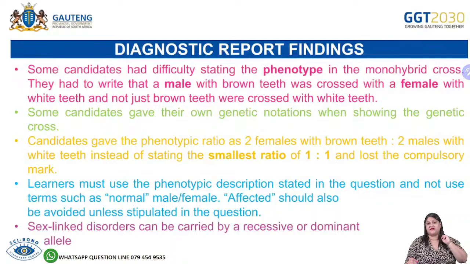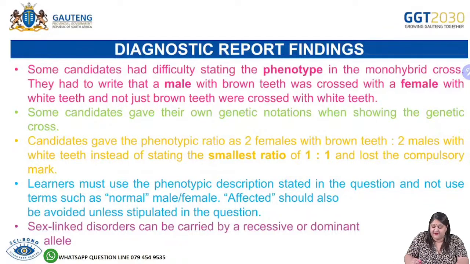Right, this is just the last thing that I'm going to quickly do, from the diagnostic report. What were the findings? What were the issues that learners had with this? And you can apply this to a lot of the mistakes that learners make with monohybrid crosses. Some candidates had difficulty stating the phenotype of the monohybrid cross. They had to write that it was a male with brown teeth and a female with white teeth, and not just brown teeth were crossed with white teeth.